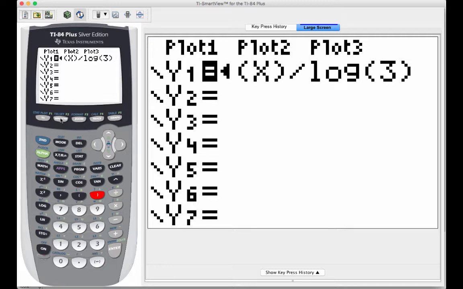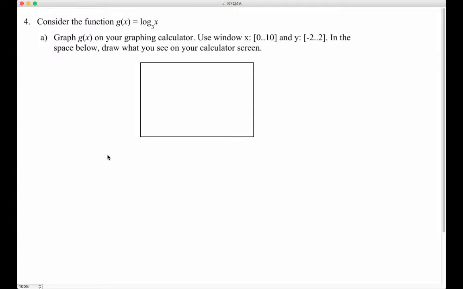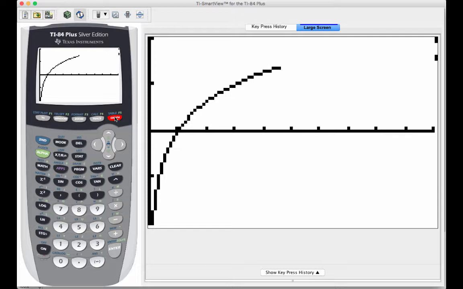Now, they did ask us to use specific window settings, so we're not going to use the standard ones. They asked us to go from 0 to 10. And then if we go back to the window settings on the y values, they wanted us to go from -2 to 2. So the y min is -2, and the y max is +2. Okay, let's go ahead and graph that. And we get the following logarithmic graph.